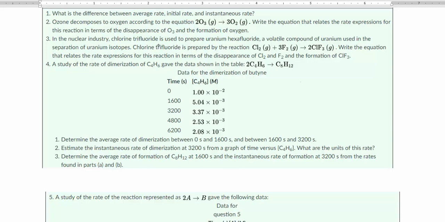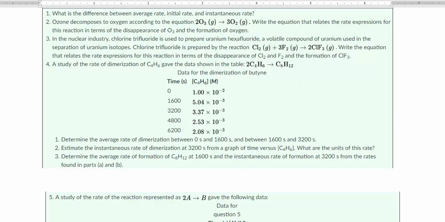1. What's the difference between average rate, initial rate, and instantaneous rate? An instantaneous rate is going to be found by getting the slope of the tangent of the plot of time versus concentration at any one time.